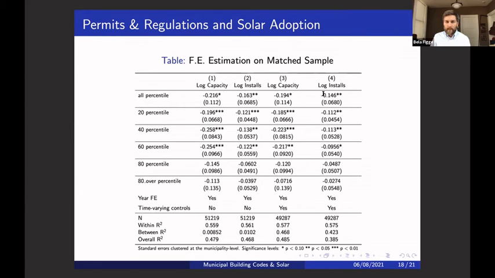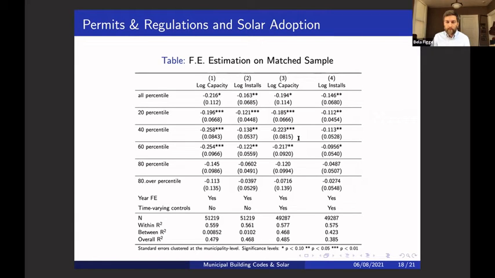So, right, the first row gives us the overall effect. This is on the total installed capacity and the total number of installations. And we see here that municipalities that have implemented permit requirements or regulations see a reduction in both the number of installations and capacity. So we should focus here on columns 3 and 4, where we include the time-varying controls.